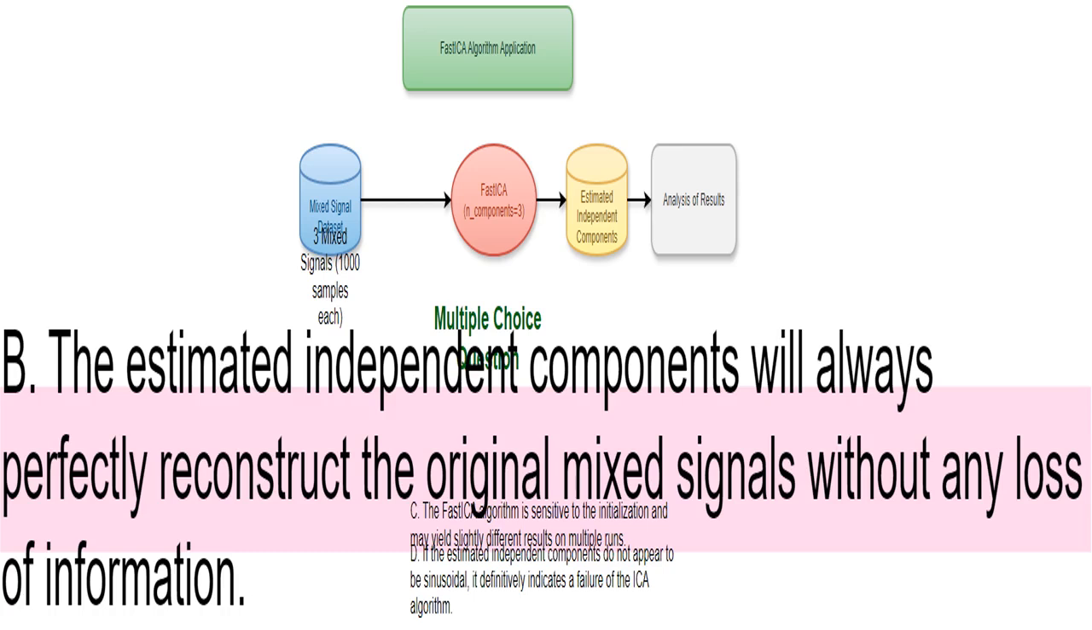You get the individual colors, but you can't necessarily know which color was originally on top. This is also false. While ICA aims for reconstruction, it's not always perfect. Some small information loss might occur due to limitations of the algorithm or noise in the initial data.